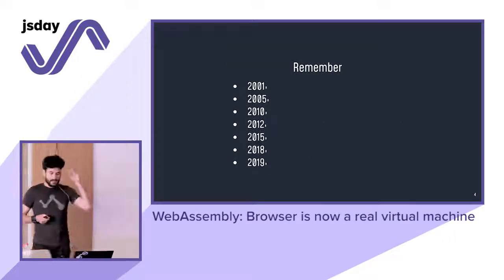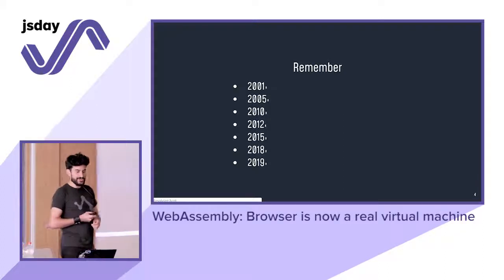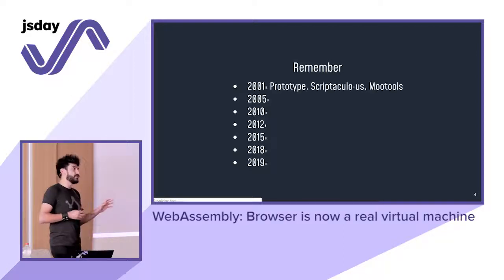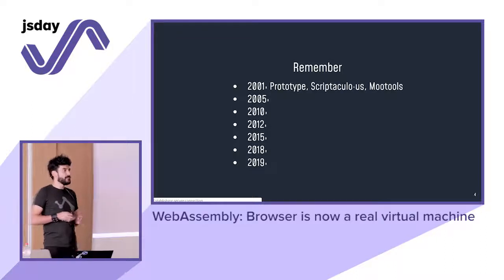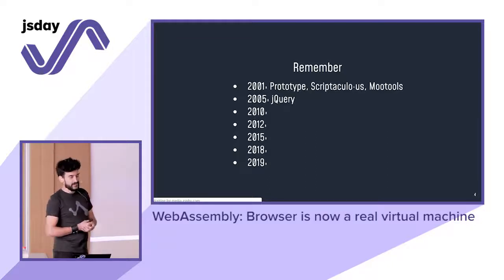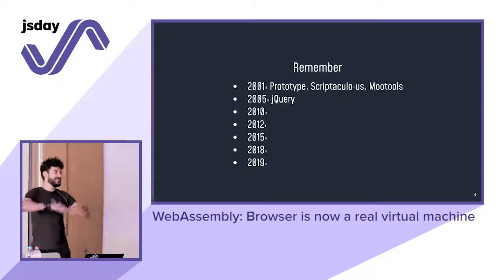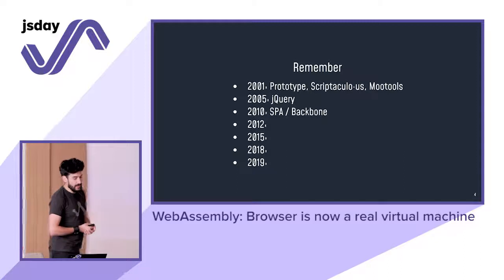Just a quick reminder, we're all nostalgic, I guess. In 2001, we had Prototype, Scriptaculous, MooTools, old libraries. How many of you have used them in the past? Okay, you all have. 2005, jQuery. Hello, John. It's a brand new library, a brand new abstraction in your browser.